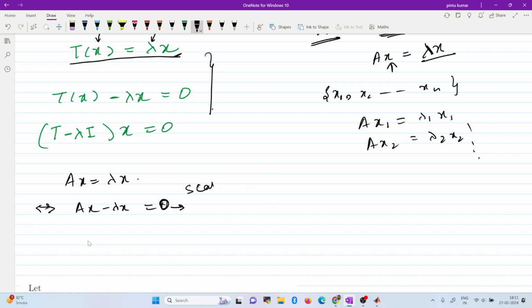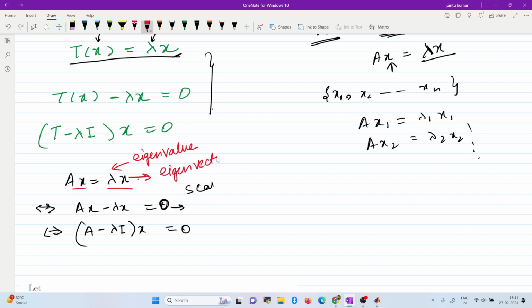Yeah. So if we take our x common, what does this lead to? A minus lambda I times x is 0. One important thing that I missed is, if your Ax is equal to lambda x, then this lambda is called the eigenvalue and your x is called the eigenvector. So this is the definition for eigenvalue and eigenvector.